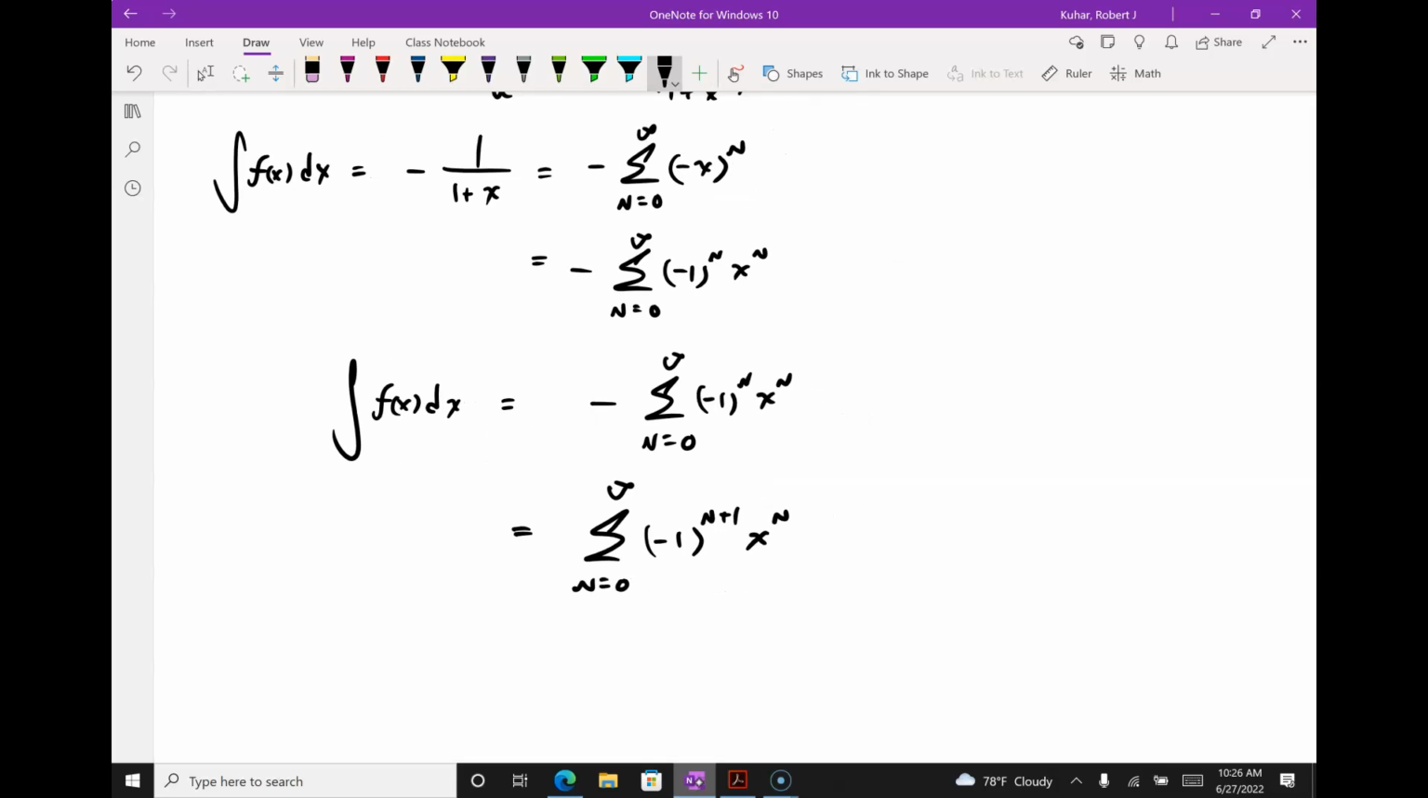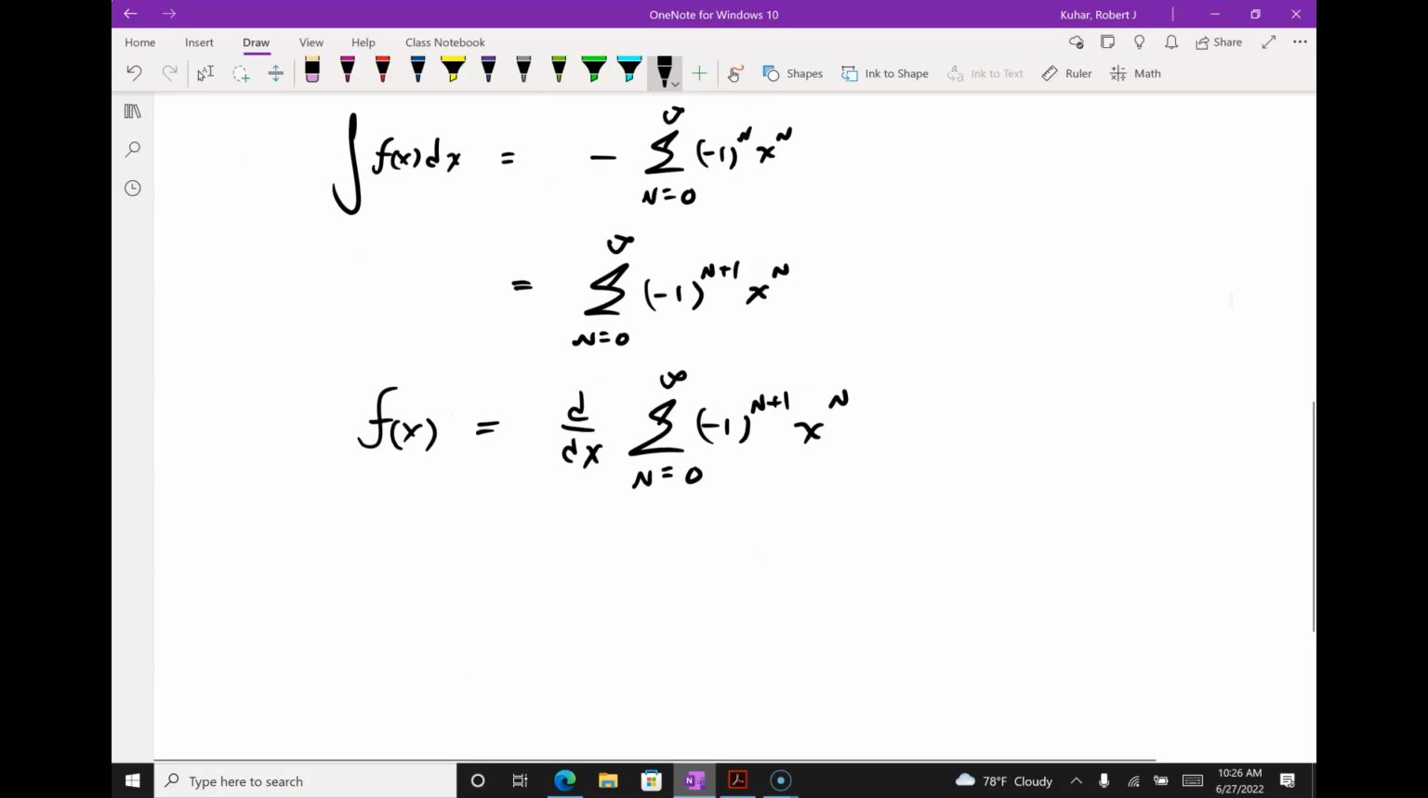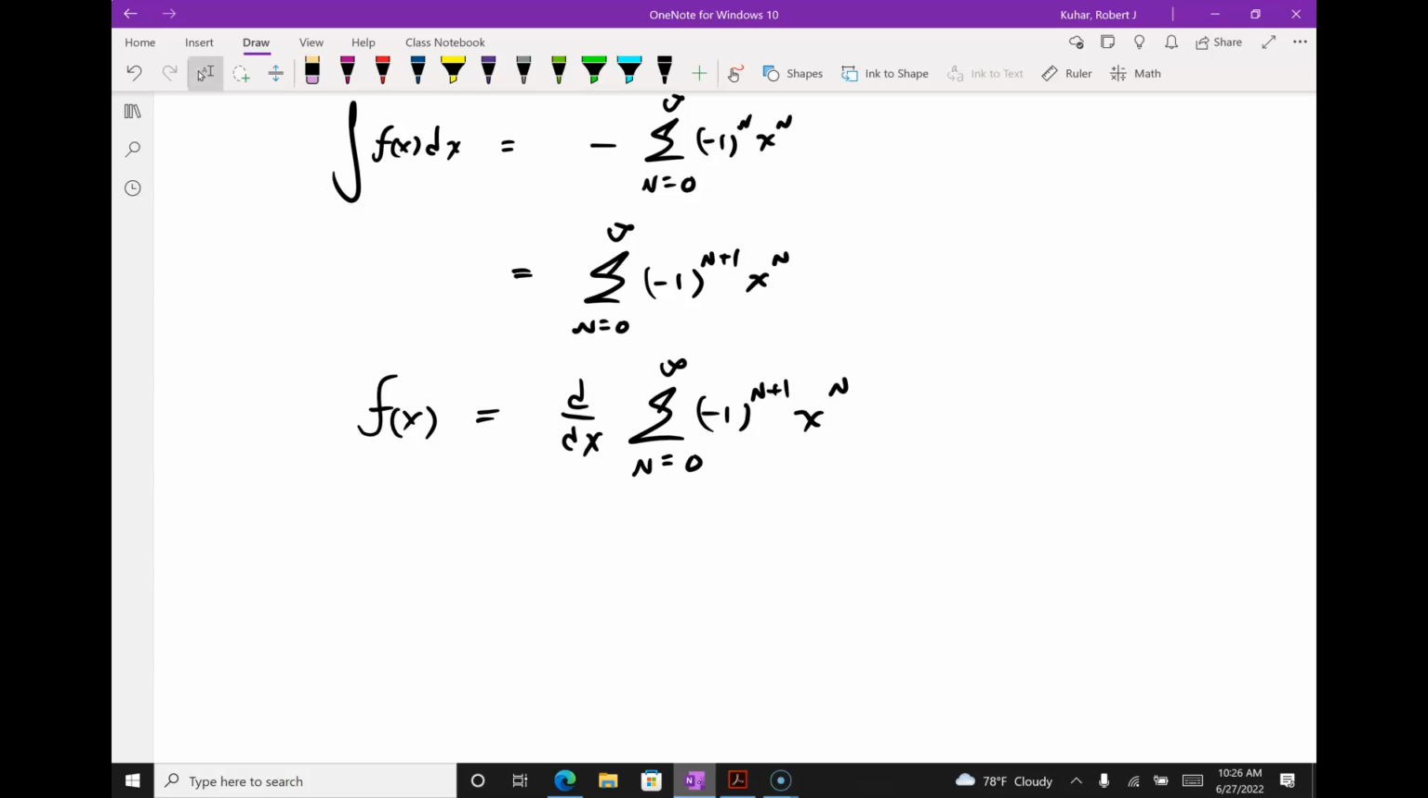So how am I going to get f of x as a series? Is I'm going to differentiate. So, what do you think? Well, I could write these out term by term, right? And differentiate term by term. Yes? So it sounds like maybe what we should do first. So what's my first term?